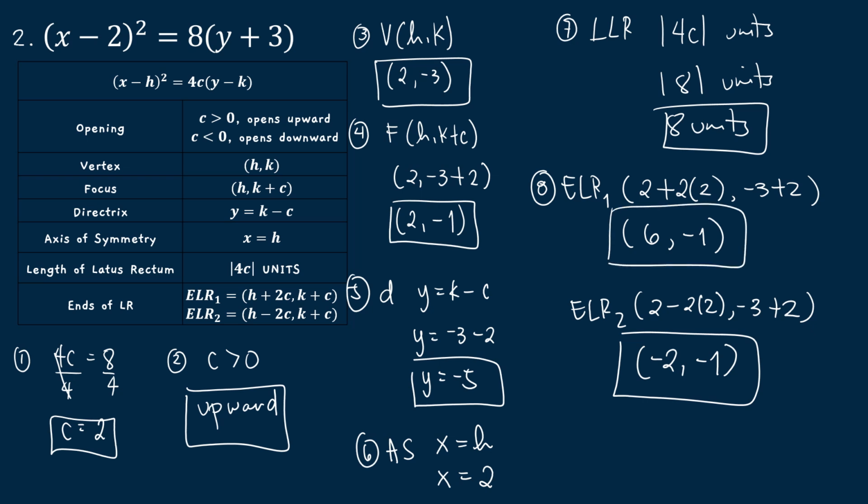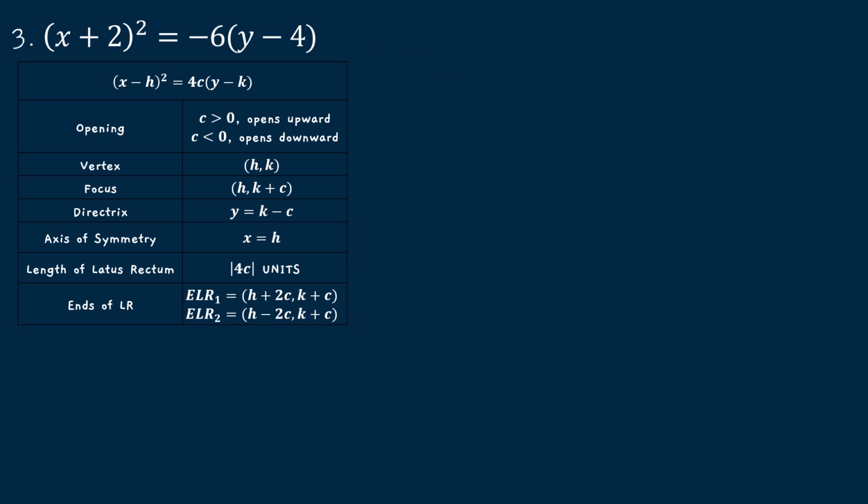And on to our last example. So the given is the quantity of x plus 2 quantity squared is equal to negative 6 multiplied by y minus 4. Again, this is still a vertical parabola since the variable that is being squared is x.